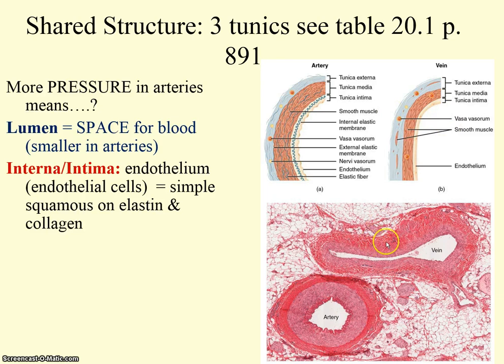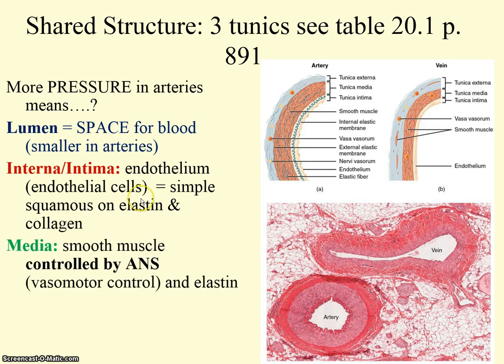And this again is simple squamous cells with some elastin and collagen, elastin for stretch and collagen for support. So no matter what tube you look at, this innermost lining is going to be the intima, innermost, coming in contact. And here we see it in the cartoon. It's generally a very, very thin layer, again, of simple squamous or specialized epithelial cells.